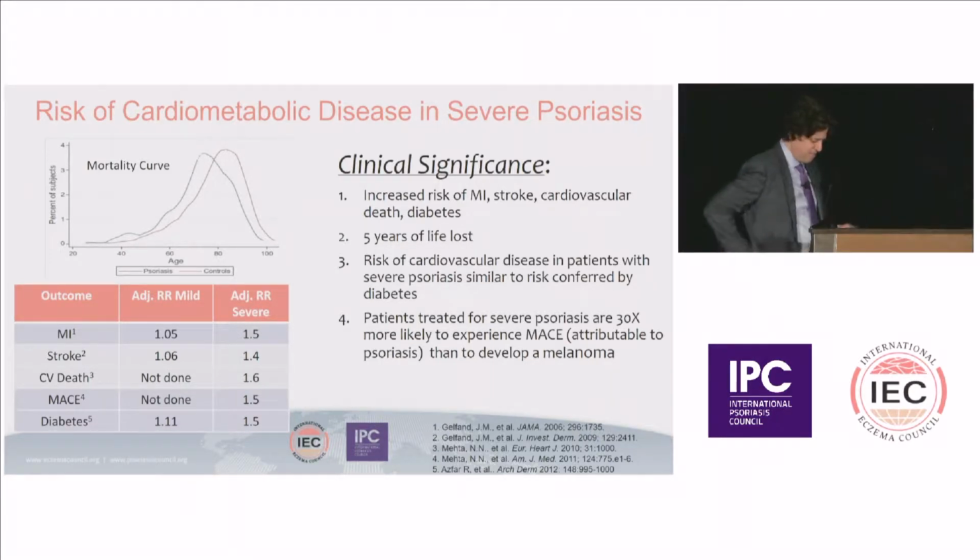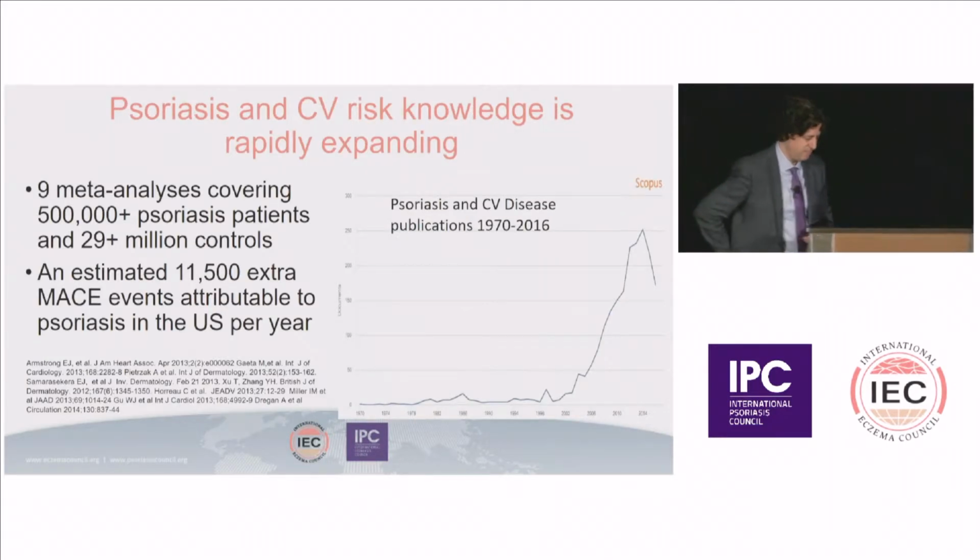And think of it as a dermatologist: a person with moderate to severe psoriasis is about 30 times more likely to develop a major cardiovascular event, somehow attributable to their skin disease as opposed to their measured risk factors, than they are to develop a melanoma. So we all know melanoma is a really important problem for our patients. This just puts in perspective for you how important cardiovascular disease is for patients with psoriasis.